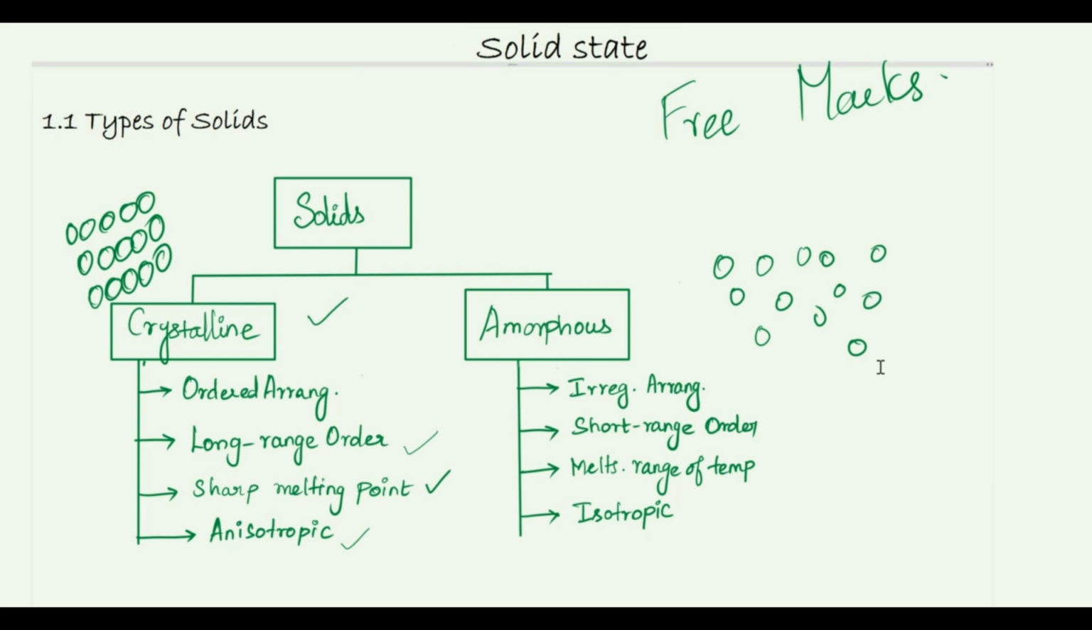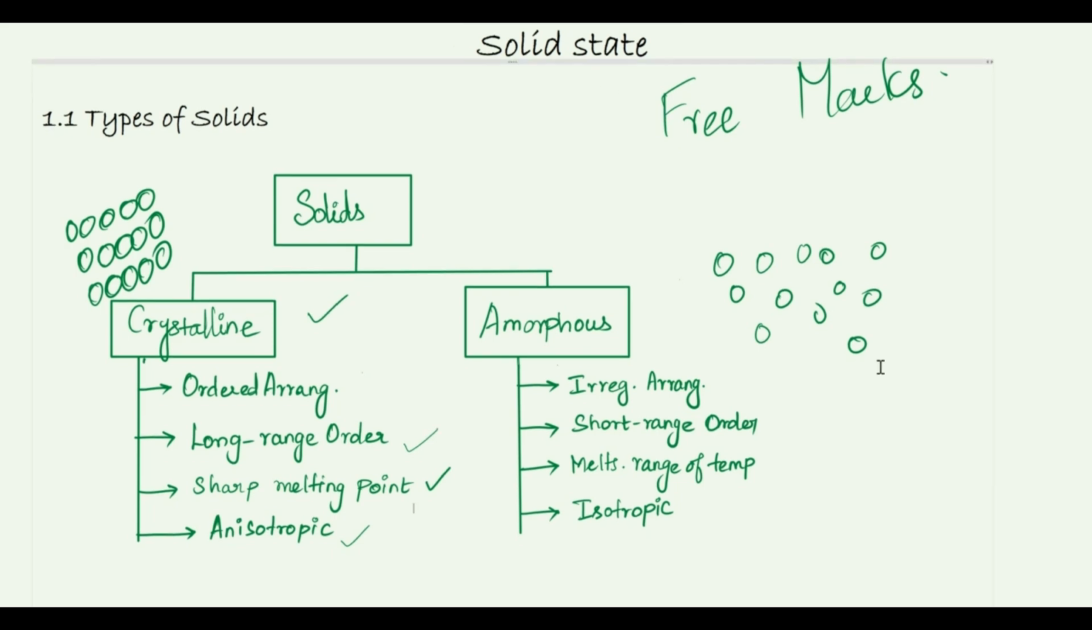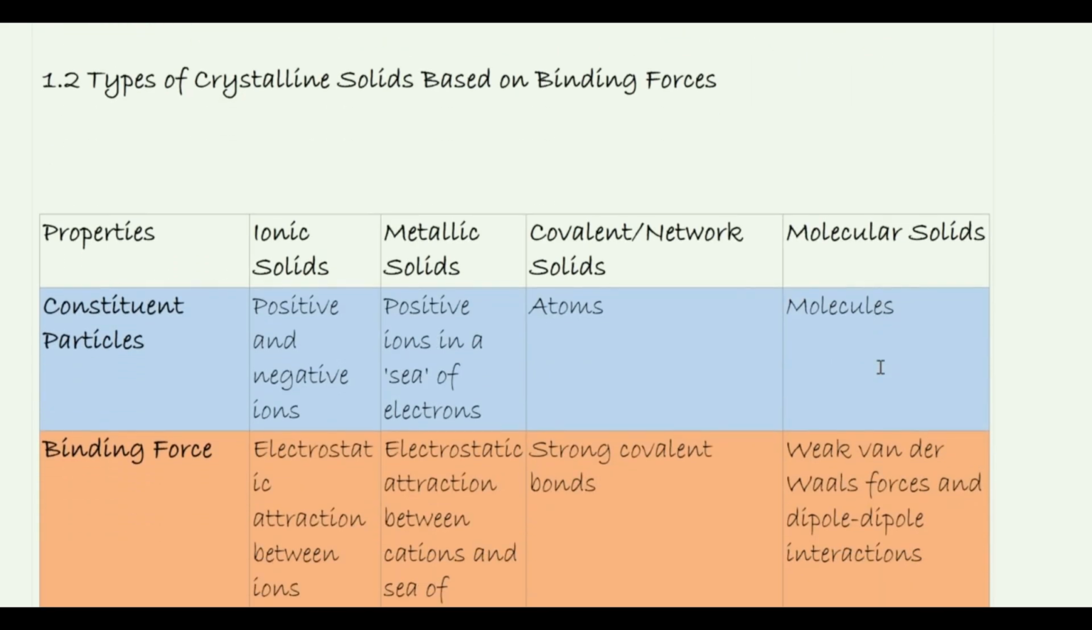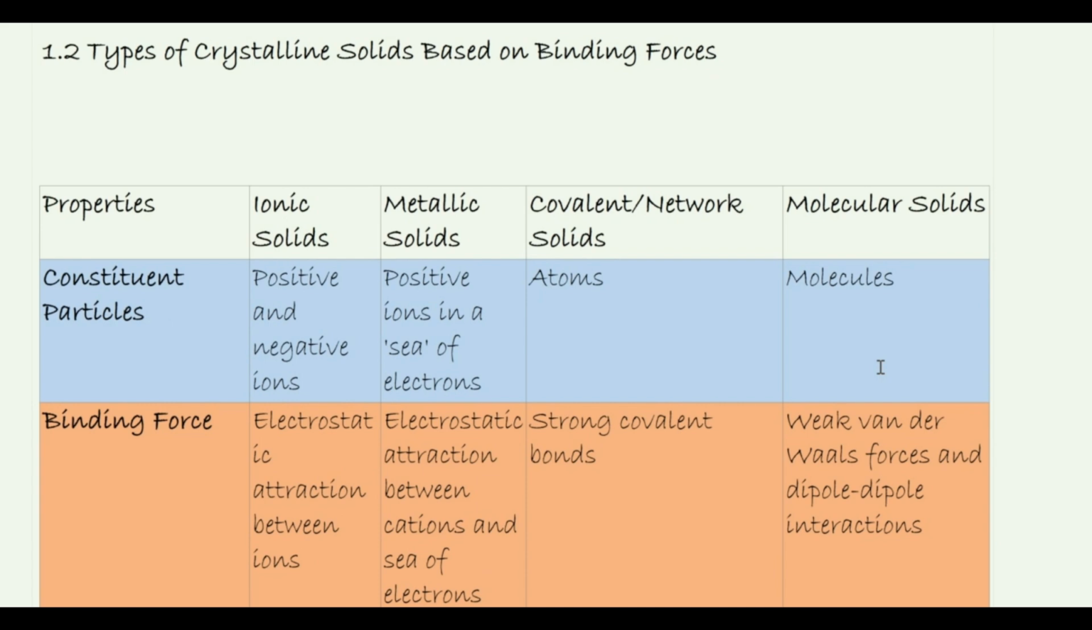The second classification is based on the binding of the constituent atoms, ions or molecules in the crystals. The first classification is ionic solids. Then metallic solids, covalent solids and molecular solids. What are the properties of these types of solids? Ionic, as we know, has ions, positive and negative. So the constituent particles are positive and negative ions. We'll see the examples later. Let me tell you the properties first.